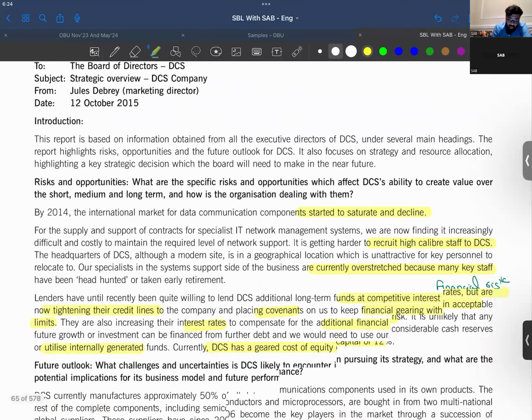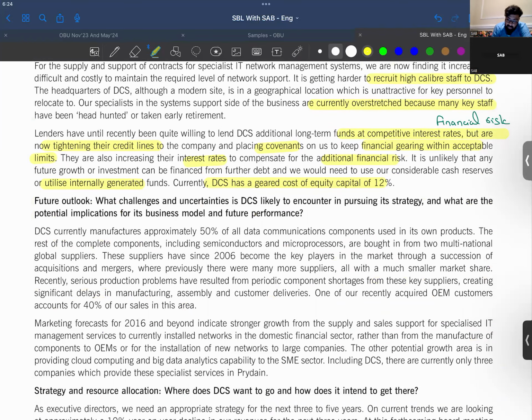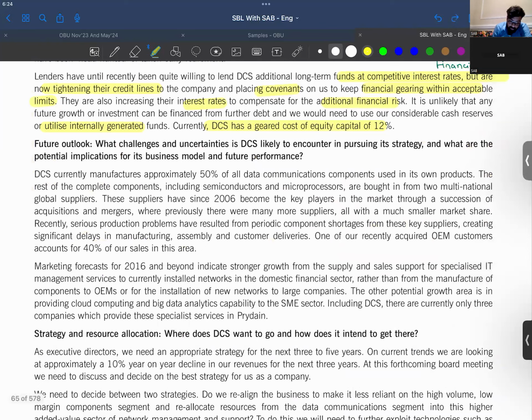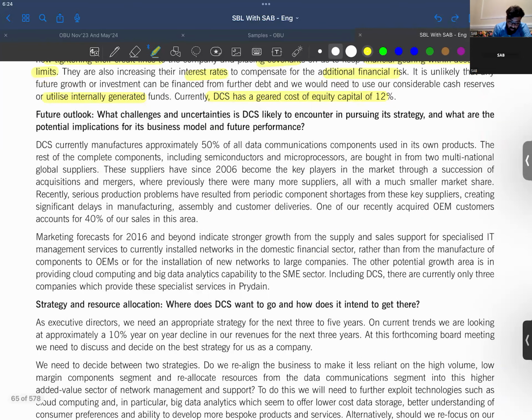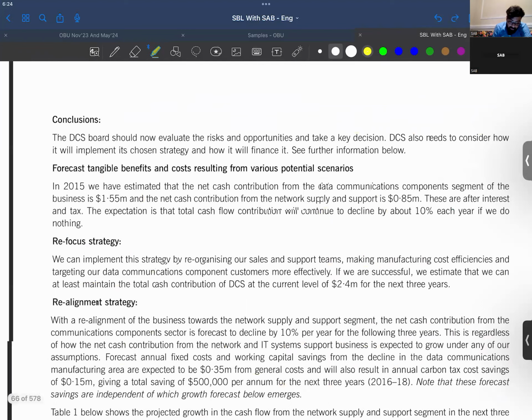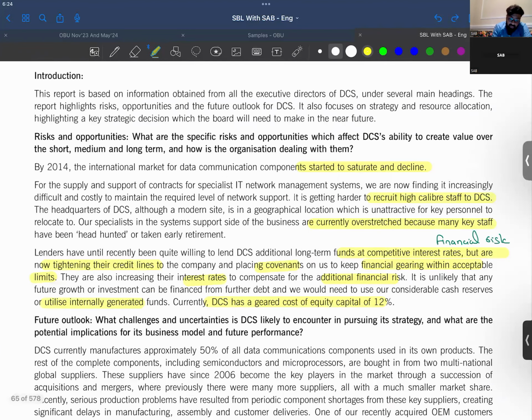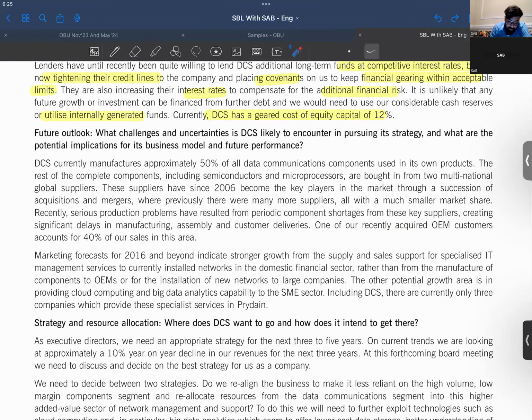Now, what challenges and uncertainties is DCS likely to encounter in pursuing its strategy? What are the potential implications for business performance, right? So we have some strategies to look at. DCS currently manufactures 50% of the data communication components used in its own products. Now the rest, complete components, including conductors and processors, are bought in from multinational global suppliers, right? Now Porter's Five Forces might be relevant here.